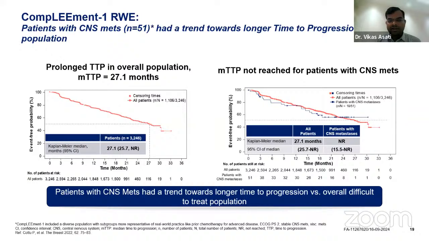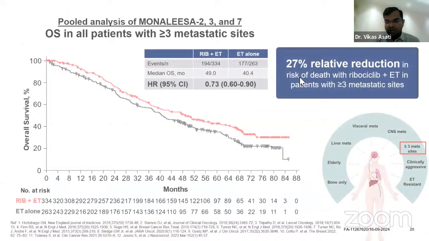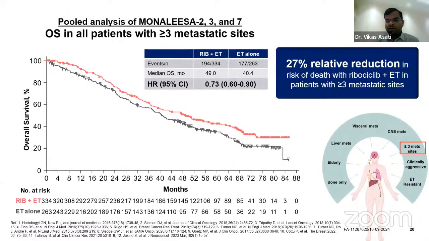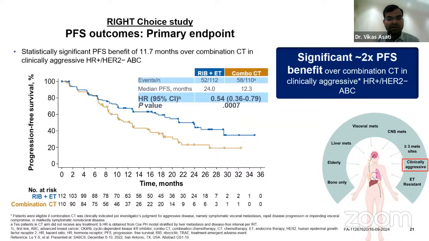And here you can see that time to progression was 27.1 months. So we know that these patients are difficult to treat, but even in these patients, the event-free probability is around more than 2 years. Coming to more than 3 metastatic sites, so not only a single organ is confined, more than 3 sites have been involved. Here again, you can see there is a 27% relative reduction with a hazard ratio of 0.7.